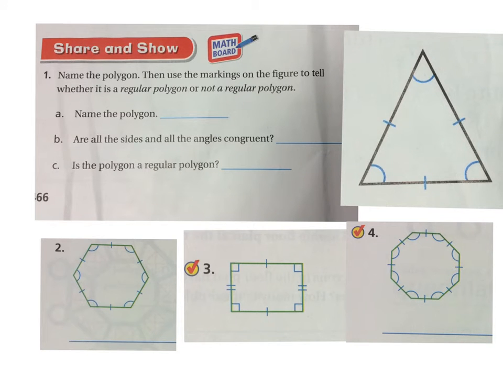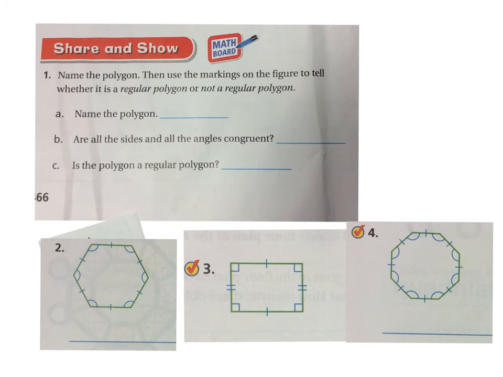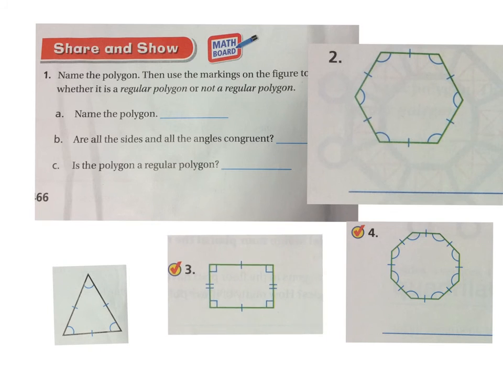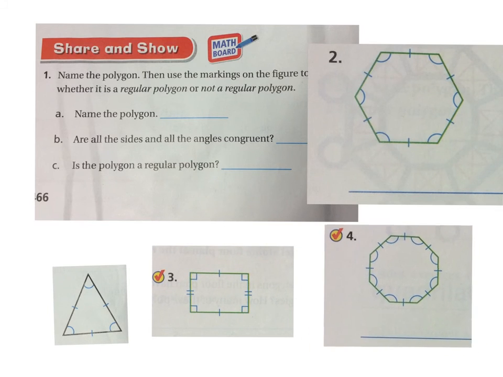So we can see that this example right here is a triangle. All the sides and all the angles are congruent, so it is a regular polygon. We can call that a regular triangle. Okay, let's go through the same process for these next ones. Let's talk about this next one, number 2. How many sides, angles, and vertices does it have? Count them.